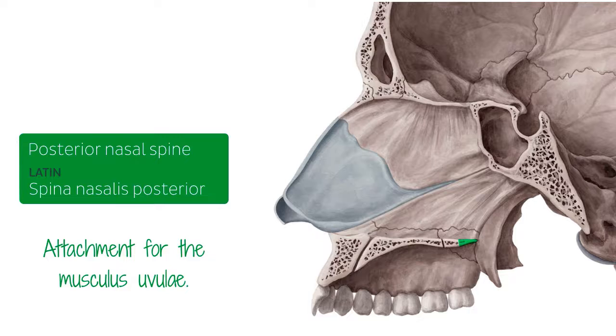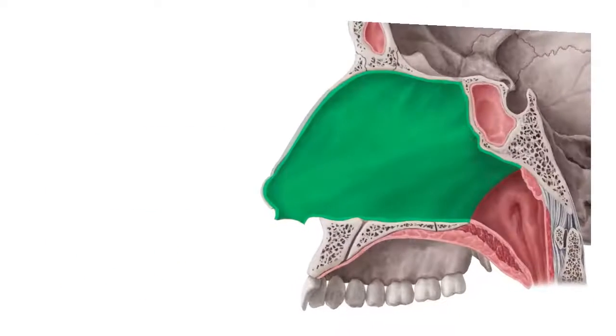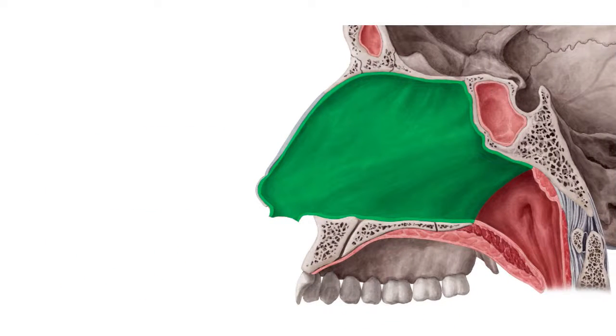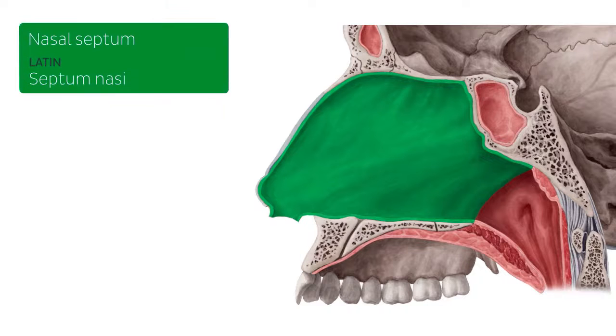The structures that I've described so far in this tutorial form the nasal septum, highlighted here in green. It divides the nasal cavity into two. It is composed of both bony and cartilaginous components.